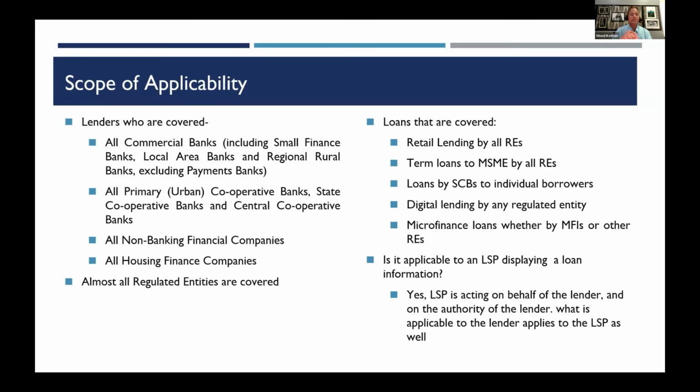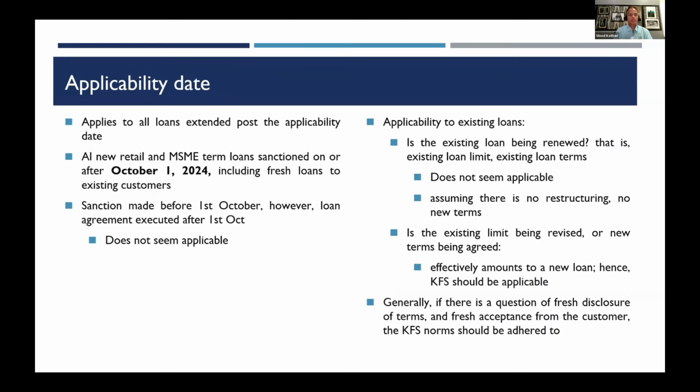Is it applicable even to an LSP who is displaying the information on behalf of a lender? Answer is very clearly yes, because the LSP is disclosing relevant information on behalf of the lender, on the authority of the lender. Therefore, whatever is applicable to the lender is also applicable to the LSP. Therefore, it's applicable to the disclosures done whether by the lender itself, or the lender on a digital lending app, or the lender through an LSP. It's applicable in all those situations.